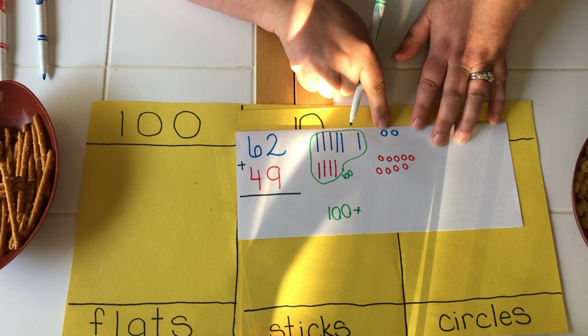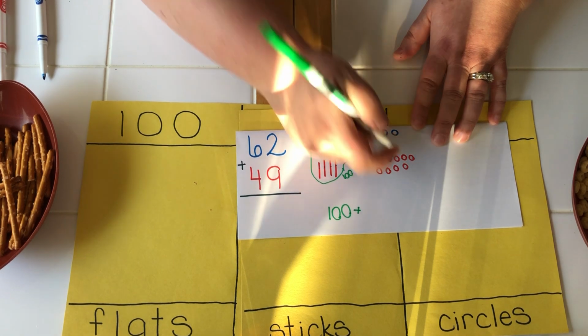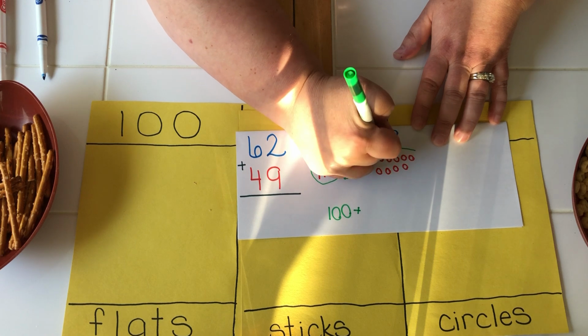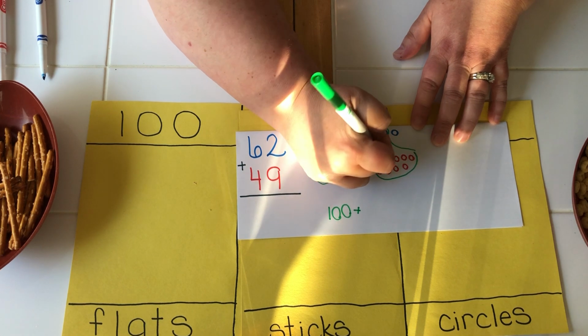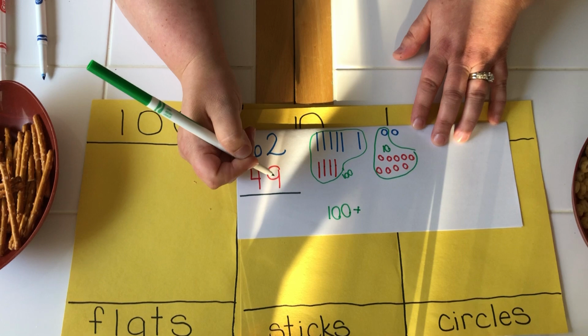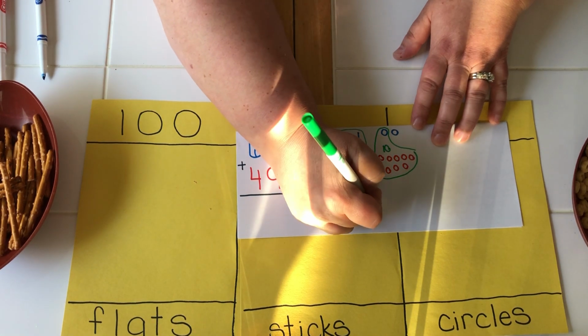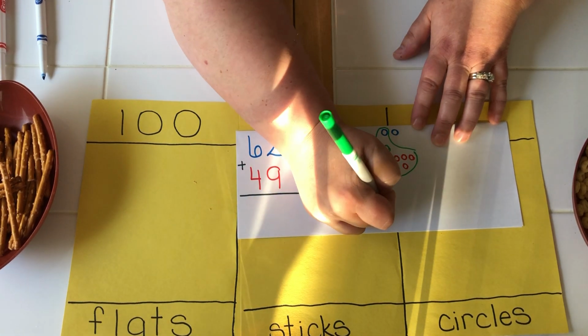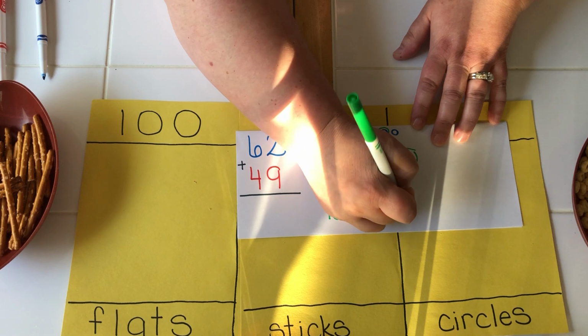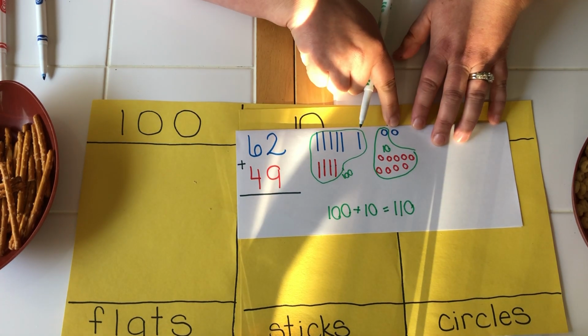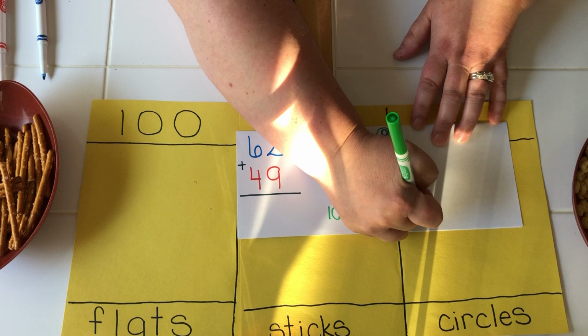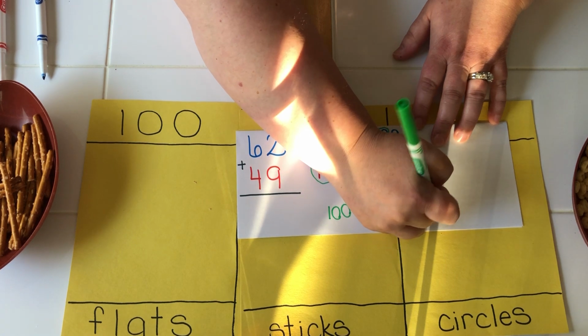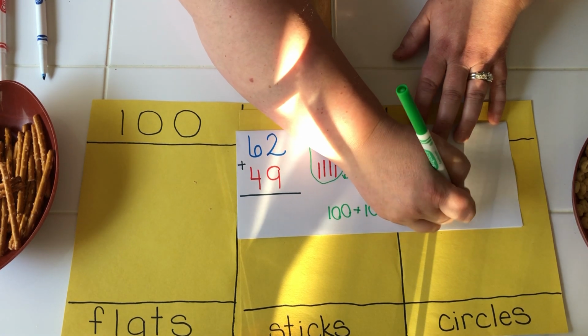Then I look here and say, do I have a new 10? I have 9, 10. So I'm going to circle this whole thing. And now I do have a 10. So I add plus 10, which equals 110. How many ones are left over? 1. Plus 1 equals 111.